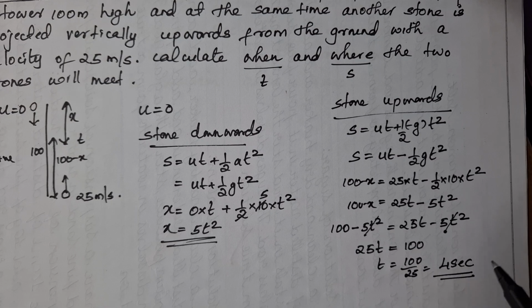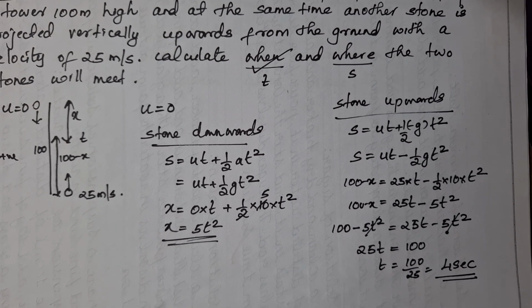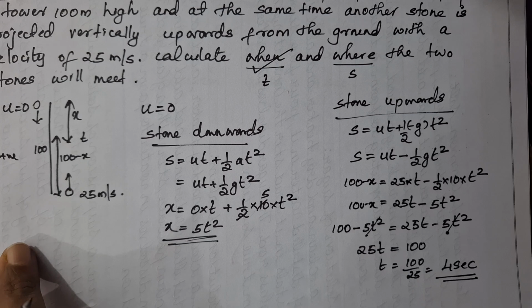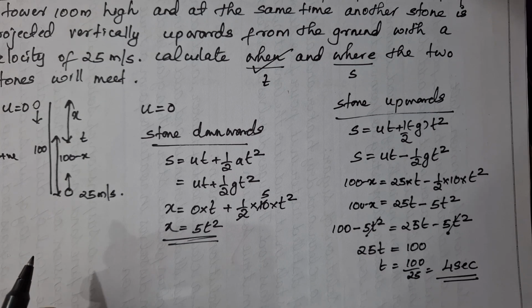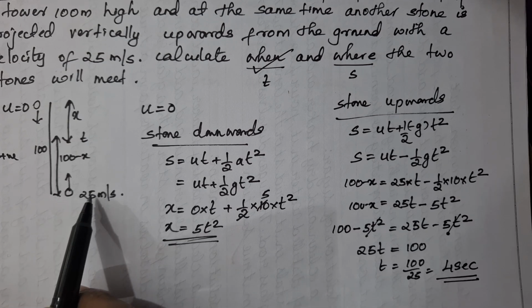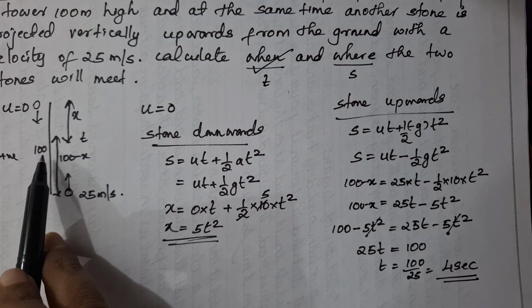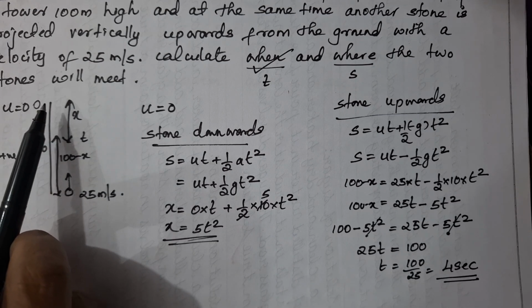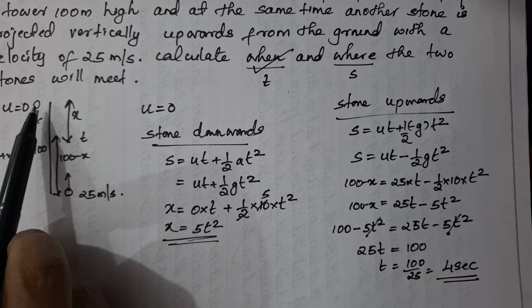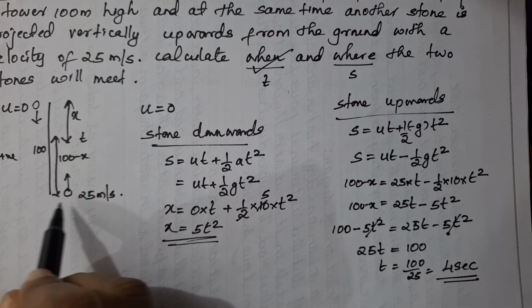So we have got the time. After 4 seconds both the stones will meet, and where they meet, we have to find out which one, x or 100 minus x. We have to find 100 minus x, because the ground is the reference point and we can measure the distance from the ground. From the top of the tower also we can measure, but usually it is convenient to measure the distance from the ground.